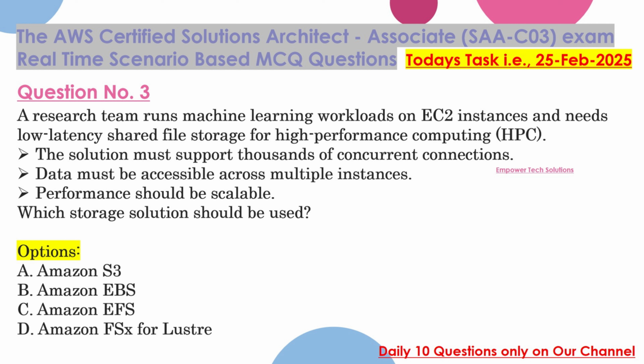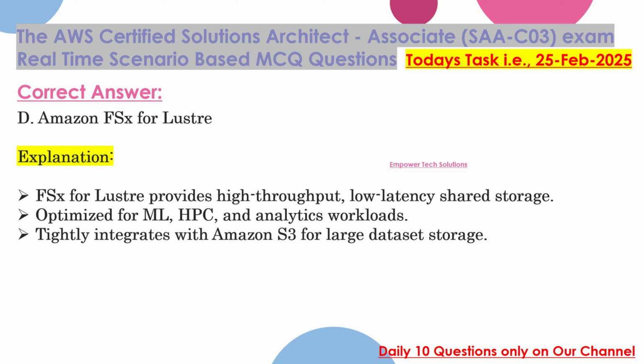Options: A. Amazon S3. B. Amazon EBS. C. Amazon EFS. D. Amazon FSx for Lustre. Correct answer: D. Amazon FSx for Lustre.